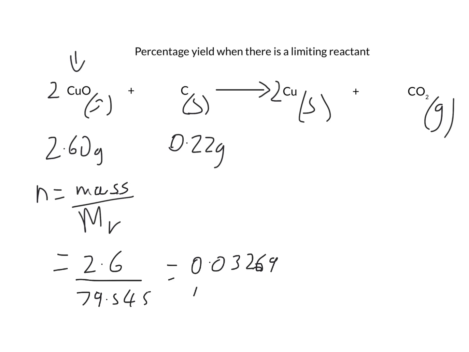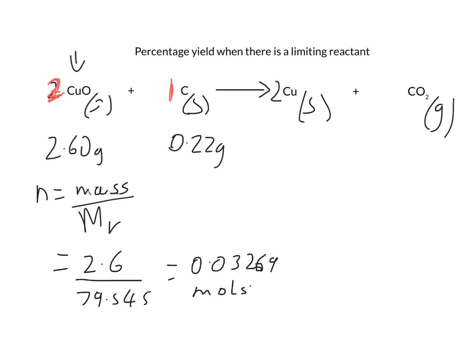moles, how much carbon we would actually need. In other words, how much carbon would we need to completely react with the copper oxide? And to do this, we apply the molar ratio. The molar ratio is given to us in the question. I'm going to darken it here. So the molar ratio between copper oxide and the carbon is a 2:1 ratio.